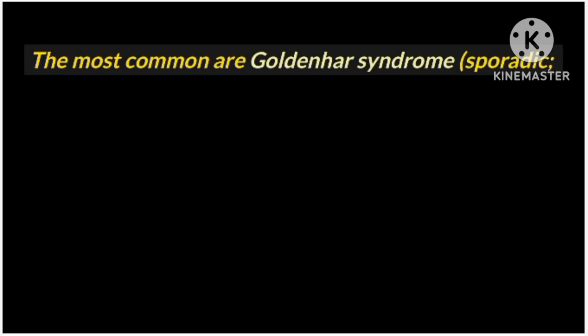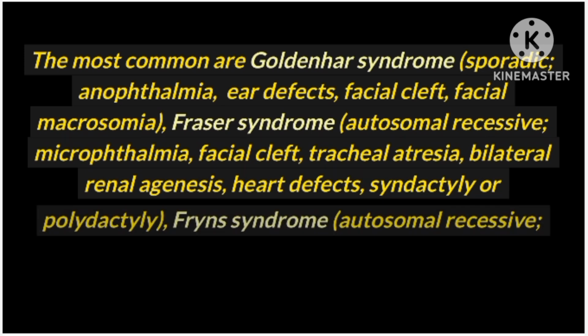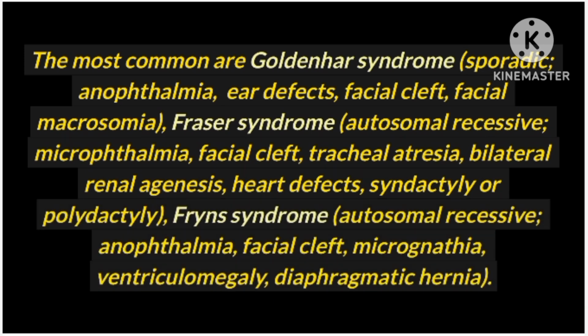The most common are Goldenhar syndrome, sporadic: anophthalmia, ear defects, facial cleft, facial macrosomia. Fraser syndrome, autosomal recessive: microphthalmia, facial cleft, tracheal atresia, bilateral renal agenesis, heart defects, syndactyly or polydactyly. Fryns syndrome, autosomal recessive: anophthalmia, facial cleft, micrognathia, ventriculomegaly, diaphragmatic hernia.